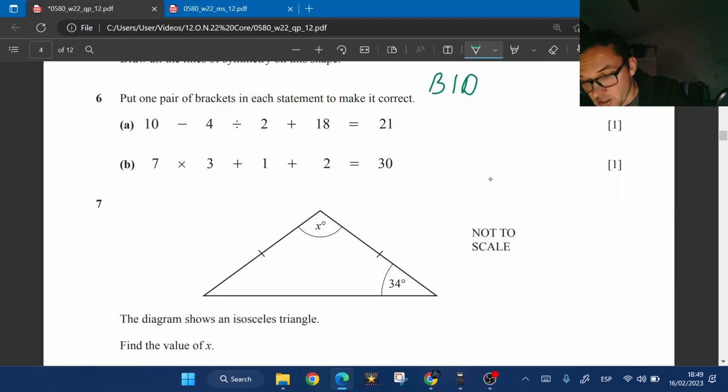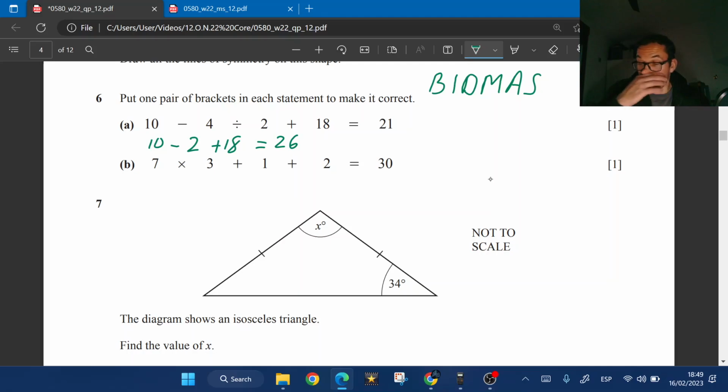So the first question, you'll do 4 divided by 2 first. So that will give you 10 minus, 4 divided by 2 is 2. And then we multiply. Then we add. Then we subtract. So 10 minus 2 is that first part. And then plus 18. So 10 minus 2 is 8. Plus 18 is 26. That's the answer we would get if we did it just the way it is.